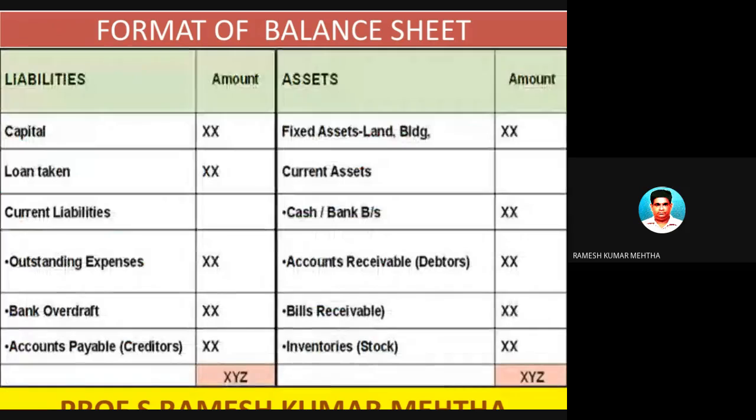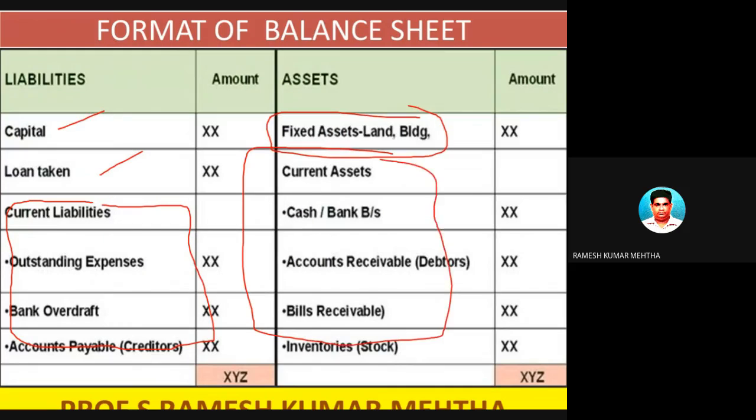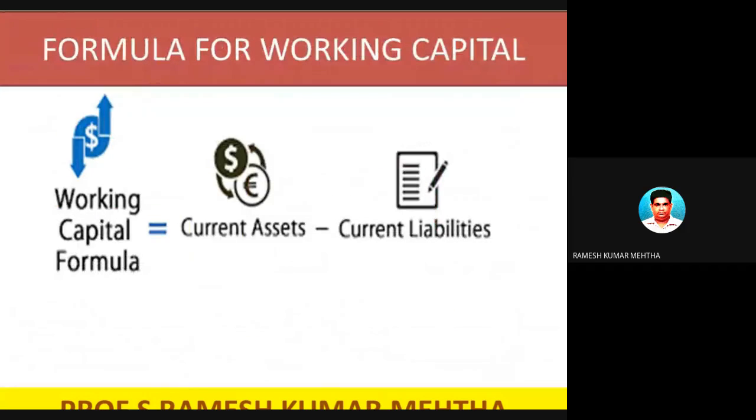Again, one more format: you have capital, loan taken, long-term liabilities, and short-term liabilities, that is current liabilities. On the other side, we have fixed assets and current assets. So this is number one. Number two, our discussion for the day is working capital. How do we arrive at the different formulas which are used in solving the numerical problem on working capital? The formula for working capital is current assets minus current liabilities.